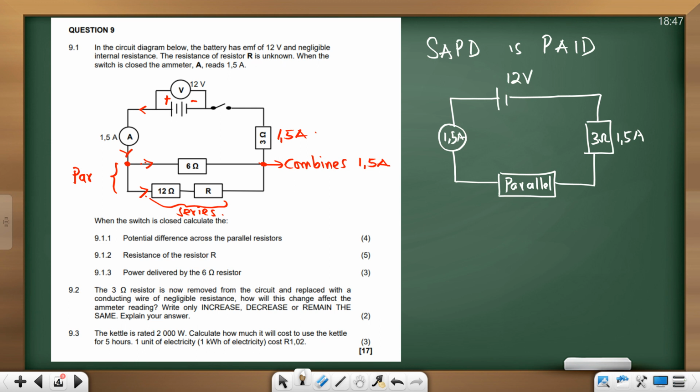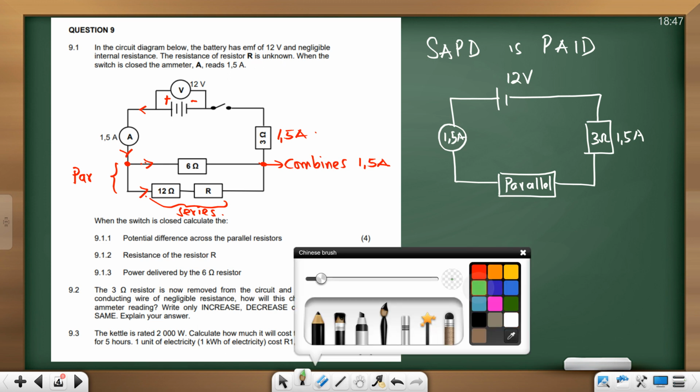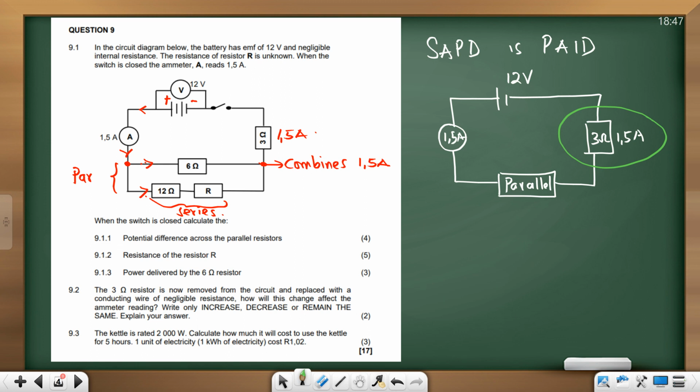How are those two connected? What do we know in series? Series are potential dividers. So they take the potential difference and divide. Now I can quickly calculate the potential difference there. That's the only thing missing. So I times R of the 3 ohms, which is 1,5 times 3, and that is 4,5. What is the total? 12.